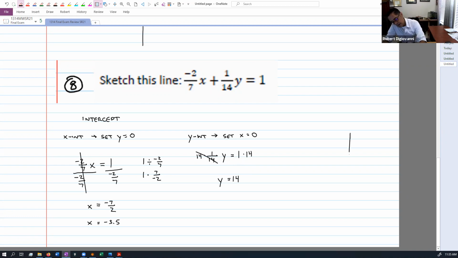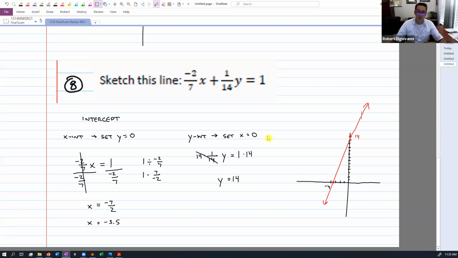So now you can sketch. The x-intercept is -3.5. 1, 2, 3, 4. That's -4. -3.5 is right about here. And then y is 14. We go up 14. 1, 2, 3, 4, 5, 6, 7, 8, 9, 10, 11, 12, 13, 14. There's 14. And we draw a line connecting those two. Oh, there we go.